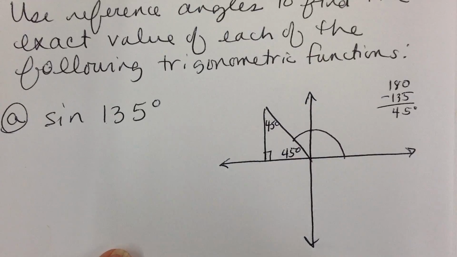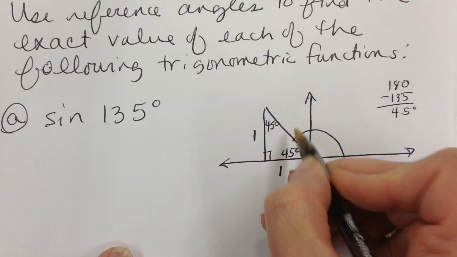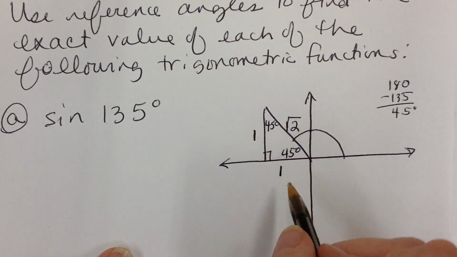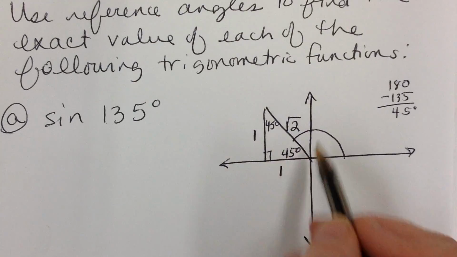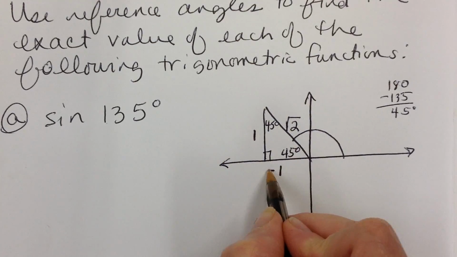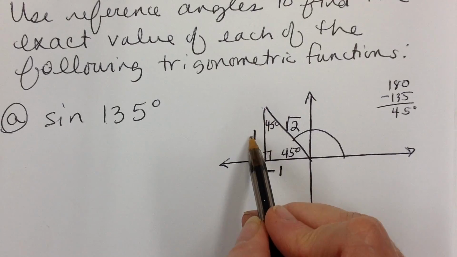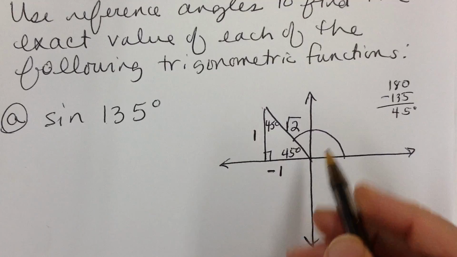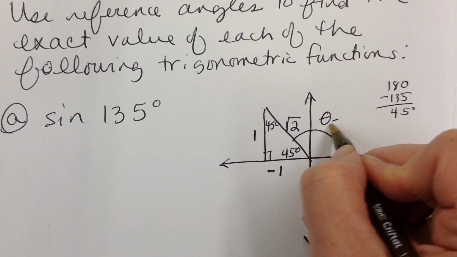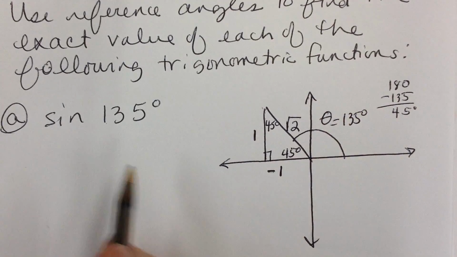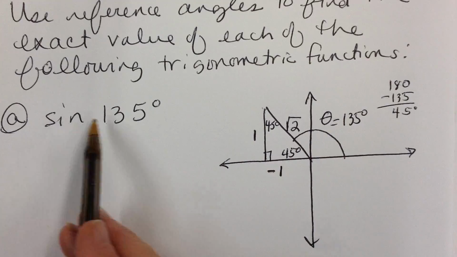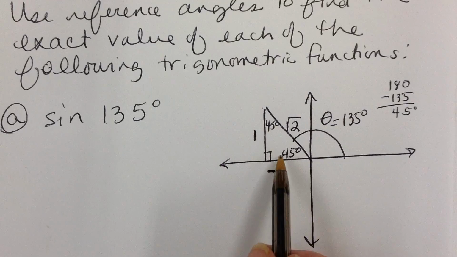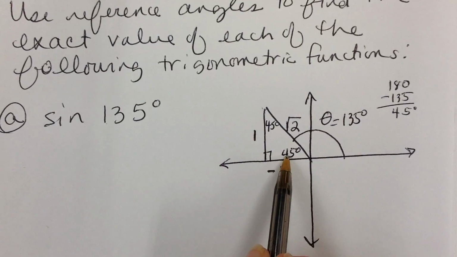So, using what we know, the two legs are 1, and the hypotenuse is square root of 2, which is your r. Now, you've got to think about this quadrant, though. In this quadrant, x is negative, the y is positive, and your hypotenuse is always positive. So, if theta is 135, what is sine of 135? Well, to find sine of 135, you'll use your reference angle of 45.